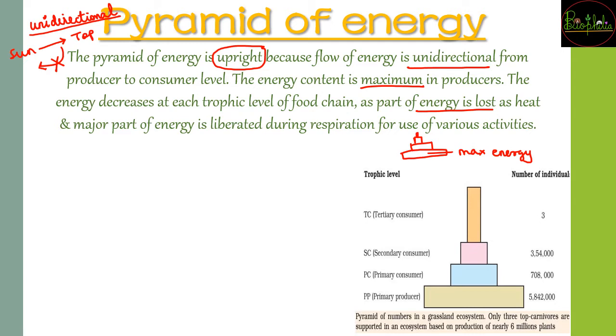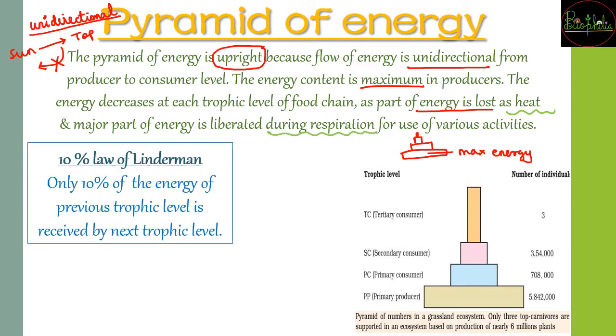But you might also think ki ye max energy jo sabse niche hoti hai wo top level tak jaate jaate kahan chali jaati hai, because as per the law of thermodynamics, the energy is not destroyed and nor it is created. So where does it go? It is going to get transferred into some various forms. So it will be lost as heat, or even it will be liberated during respiration. So whatever the organism is going to use the energy in its daily functions, wahan pe wo energy lost ho jayega, and because of that the top level of trophic level will have lesser energy as compared to the producers.